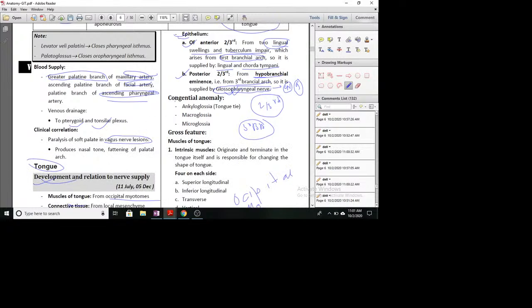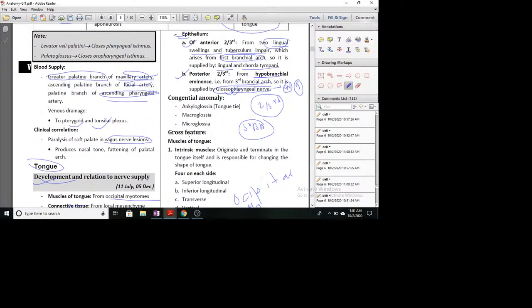We're going to go through the development in detail. Can we go through the development in detail? No, I don't think we could right now. We already started the development of the tongue, so let's revise it.